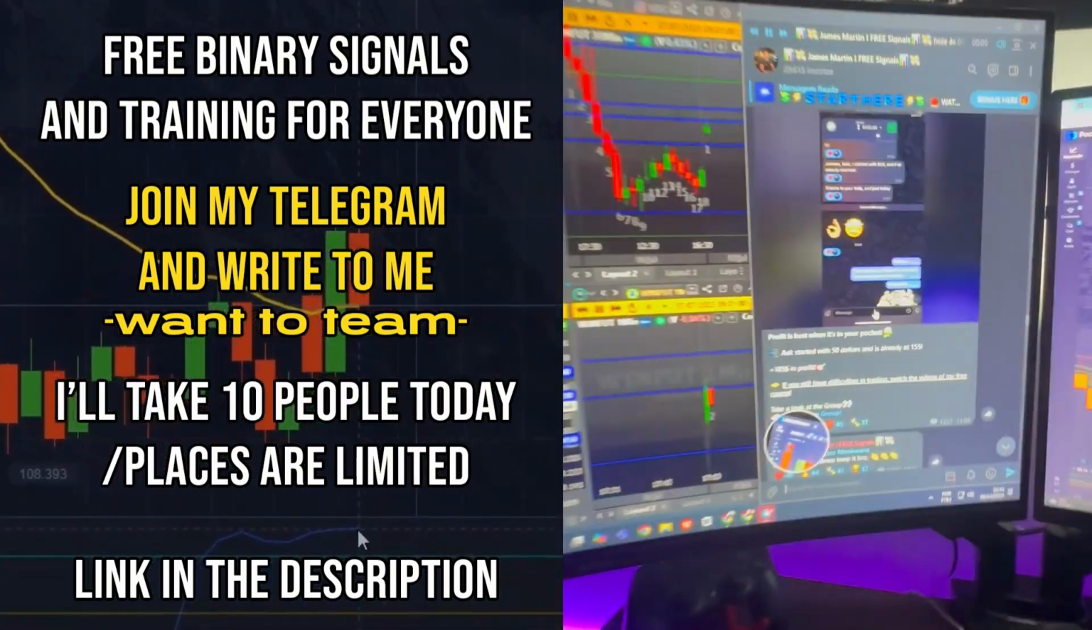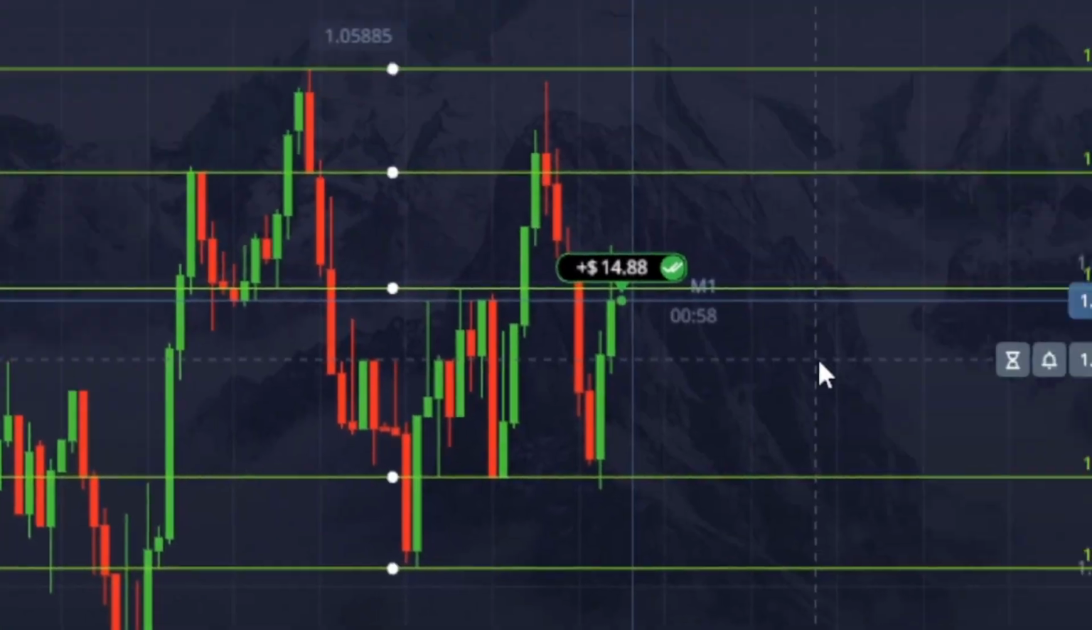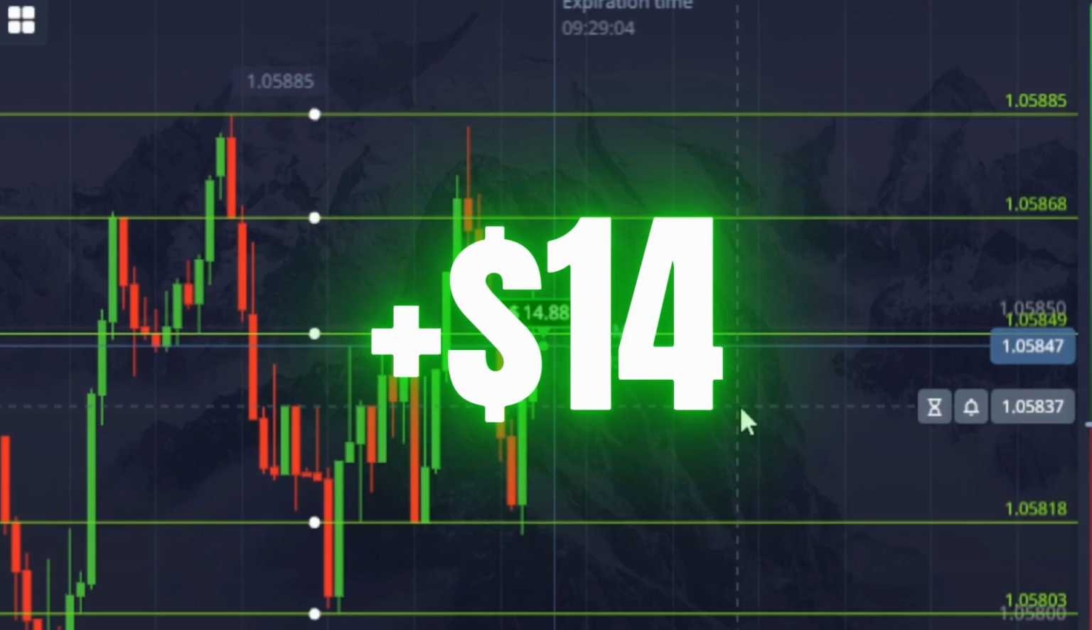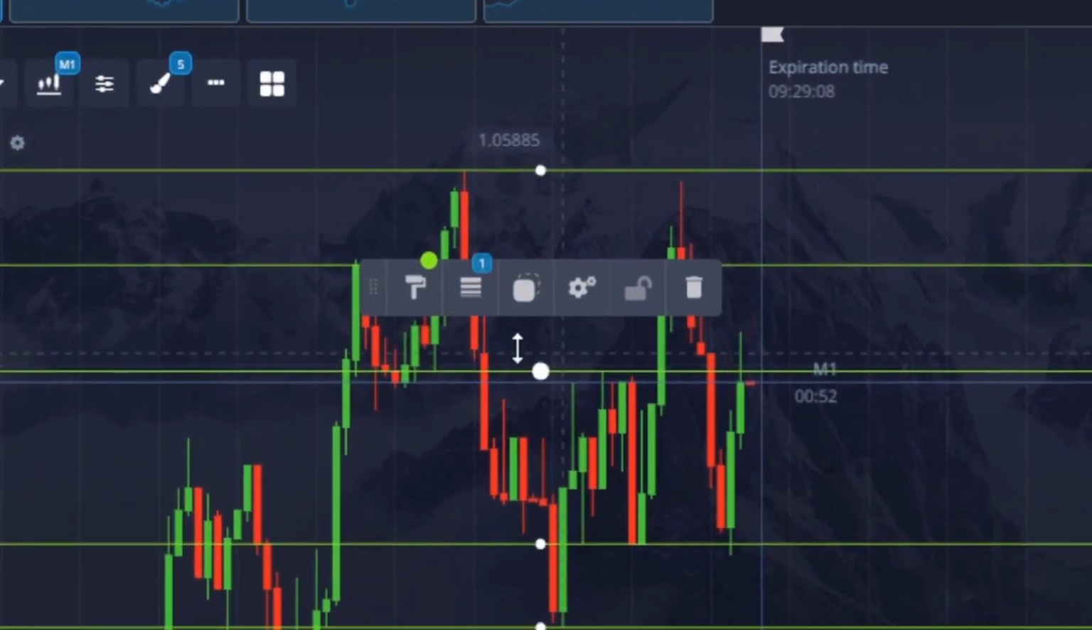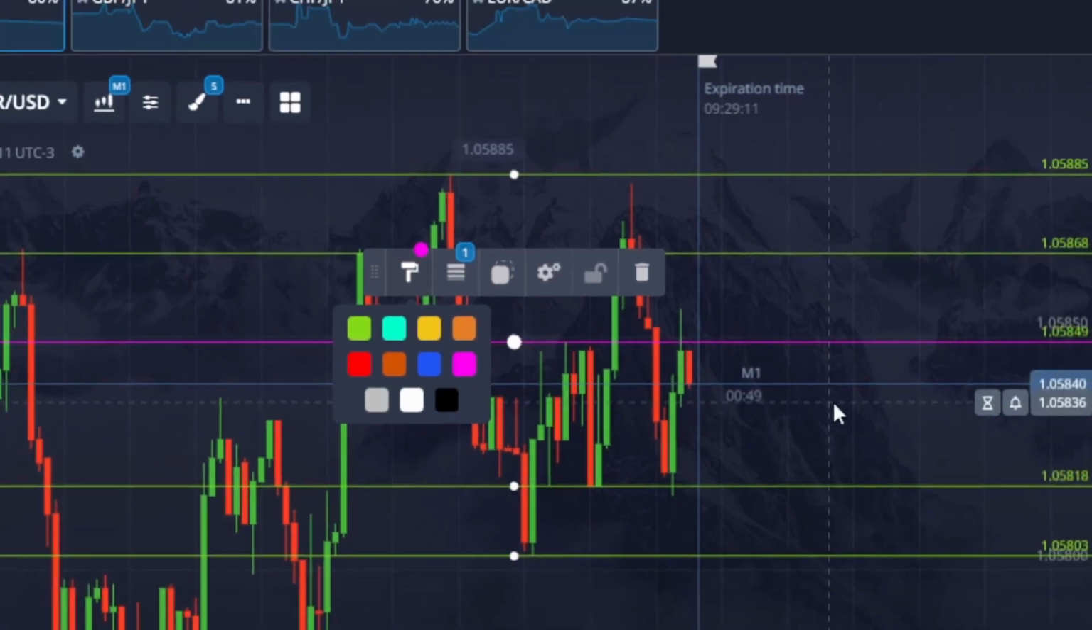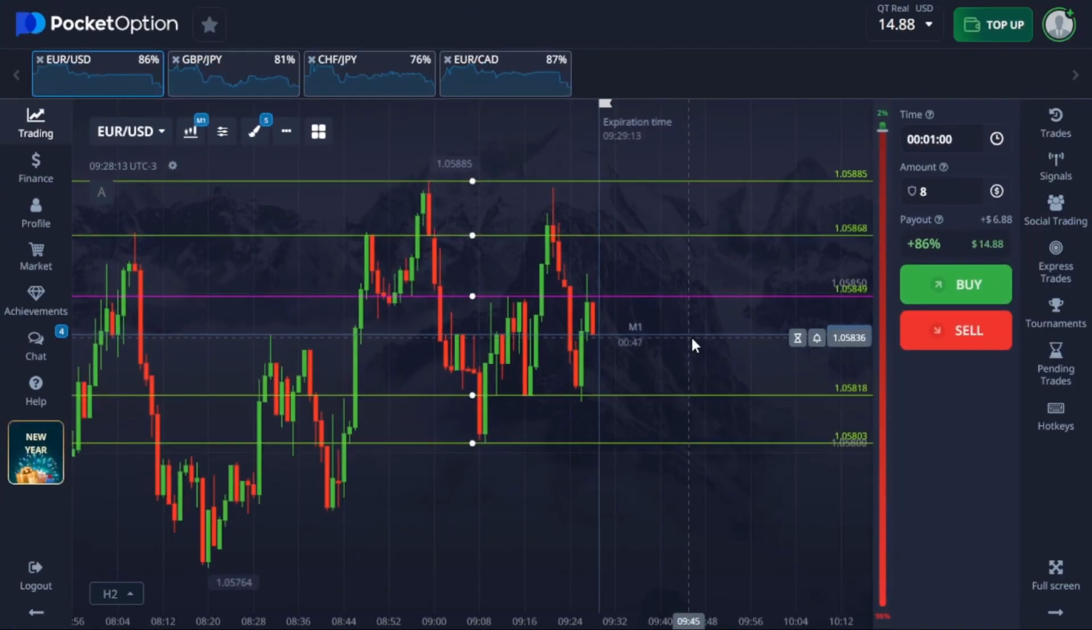See you there, guys. And first position done, guys, in EUR/USD. Right? Perfect. Now we have $14.88. That's good. Let's change the color of this line right here.